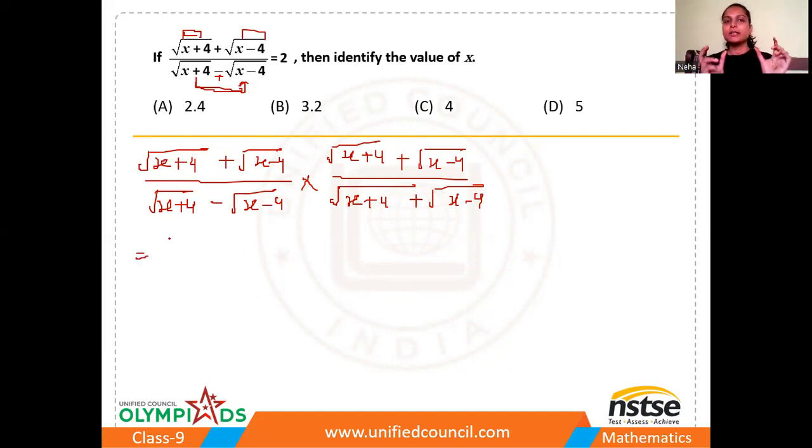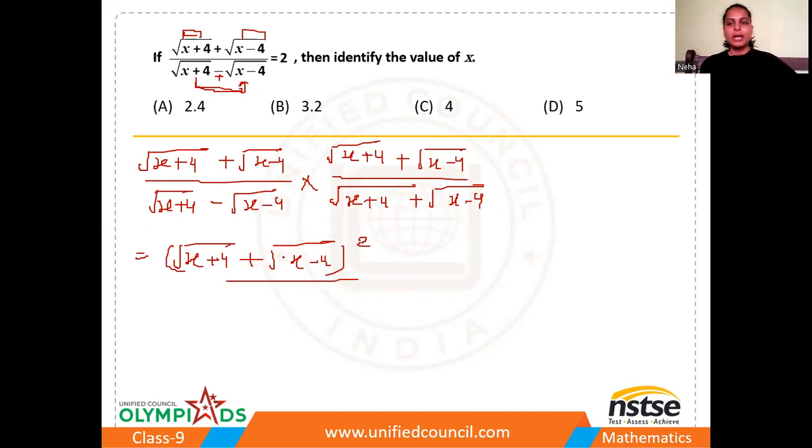Now we will multiply the two rational numbers. So how to multiply two rational numbers? Just multiply the numerator with numerator and multiply the denominator with denominator. That's it. Okay, so when we multiply the numerator with numerator, I can see that this is nothing but square root of x plus 4 plus square root of x minus 4 whole square, right? This is nothing but whole square. And in the denominator, we have a plus b multiplied by a minus b, right? Something like that. So a plus b into a minus b is nothing but a square minus b square, right?